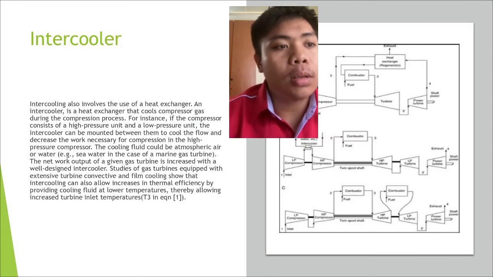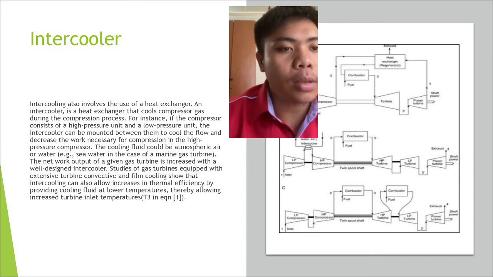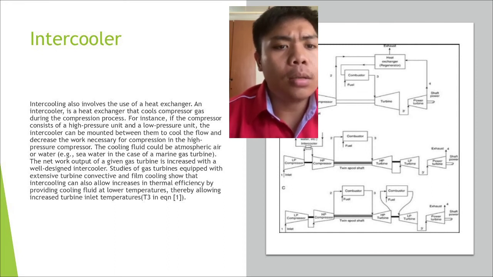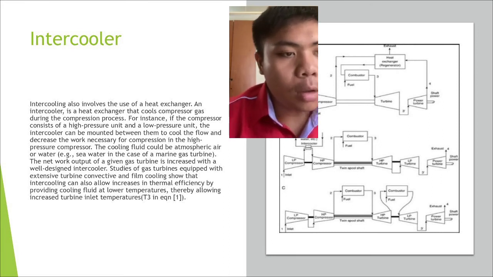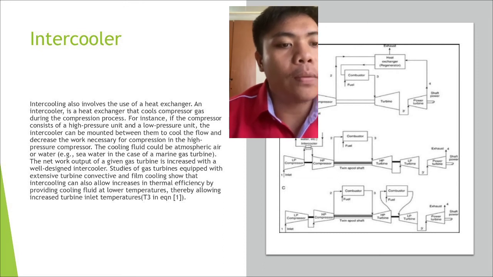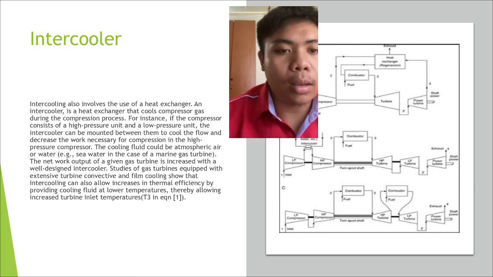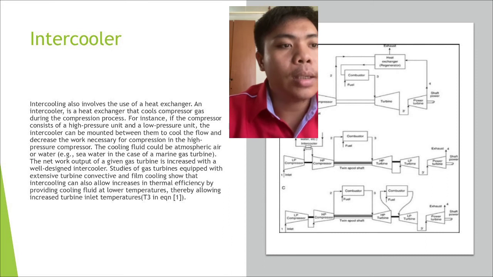The next is the intercooler. Intercooling also involves the use of a heat exchanger, and an intercooler is a heat exchanger that cools compressor gas during the compression process. For instance, if the compressor consists of a high pressure unit and a low pressure unit, the intercooler can be mounted between them to cool the flow and decrease the work necessary for compression in the high pressure compressor. The cooling fluid could be atmospheric air or water. The net work output of a given gas turbine is increased with a well designed intercooler.